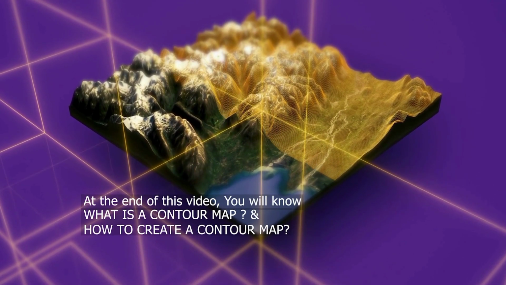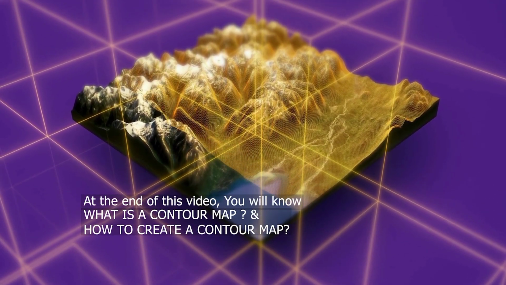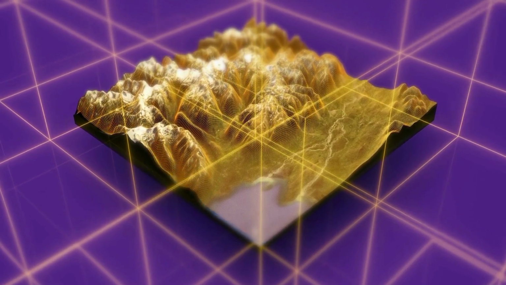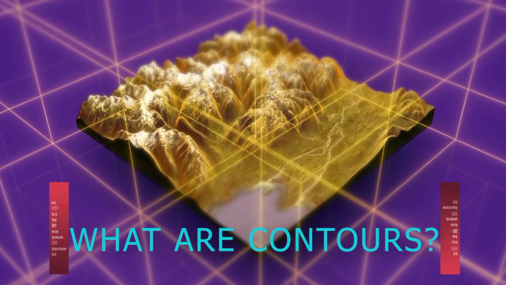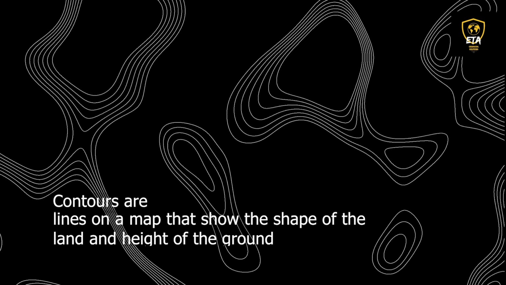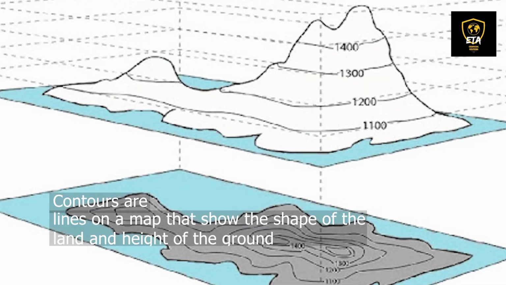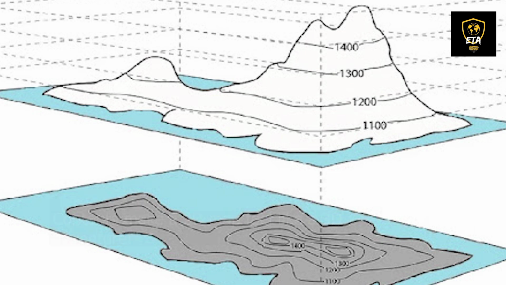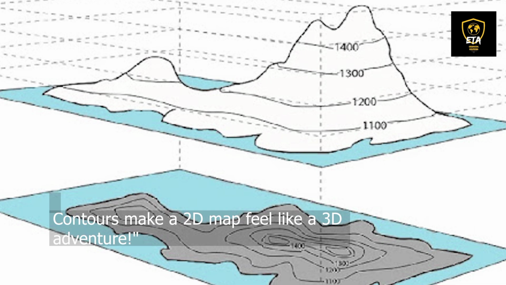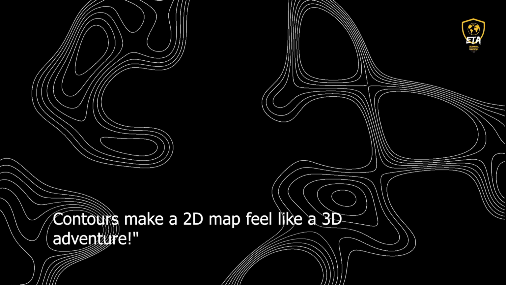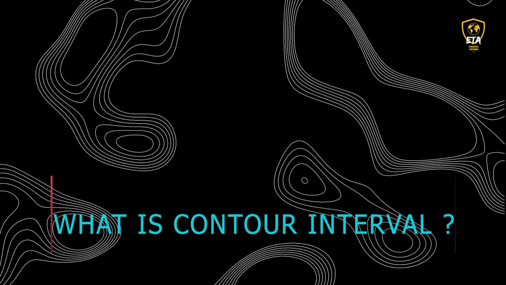At the end of this video, you will know what a contour map is and how to create a contour map. First of all, what are contours? Contours are the lines on a map that show the shape of the land and height of the ground. They make a 2D map feel like a 3D adventure. That is exactly why we call it a contour map.